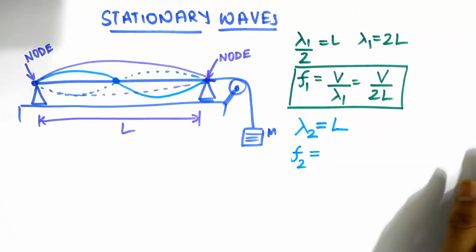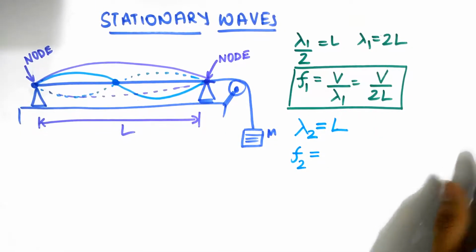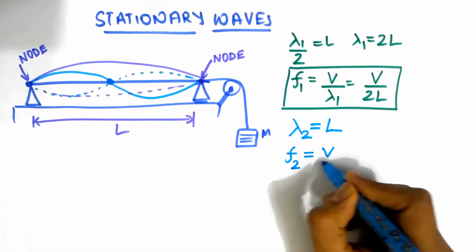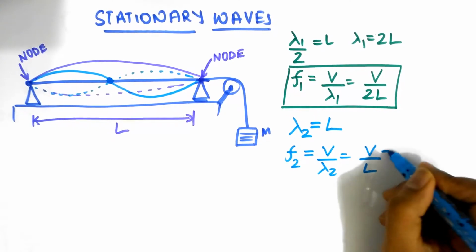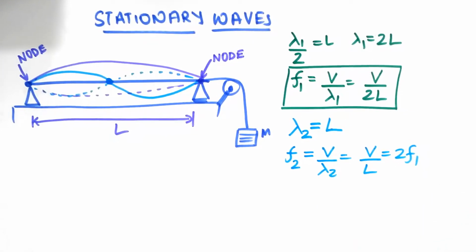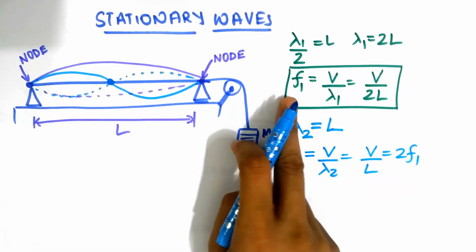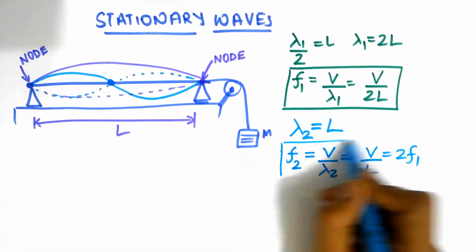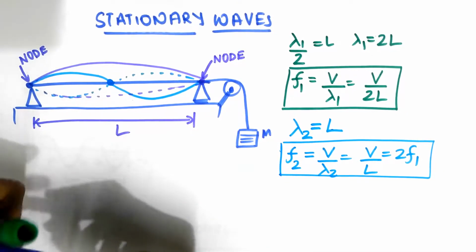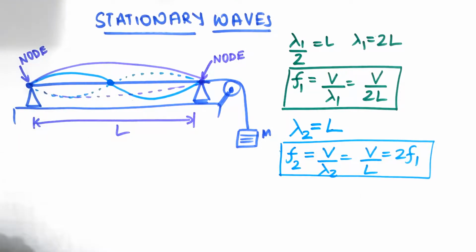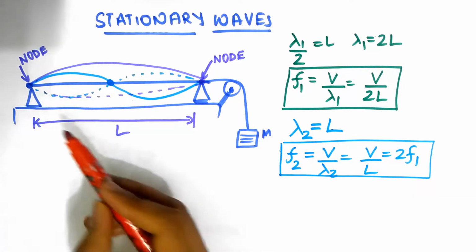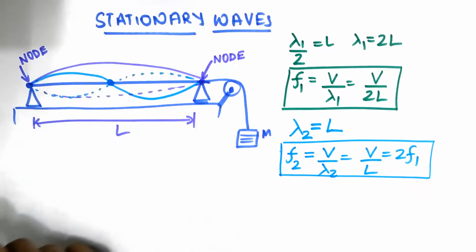Okay, so that frequency is going to be V divided by lambda 2, that's V by L. Notice that's 2 times the fundamental, this frequency, okay? And let me do the third one, and then we will generalize this. Third one I'll do with the red. What's the next shorter wave that you can think about?